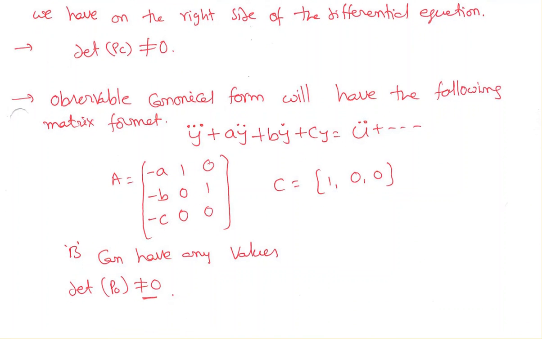When it comes to the observable canonical form, the elements in the last row are going to shift into the first column. Okay, and C is going to be 1, 0, 0. B can have any values and determinant of P naught is not equal to 0.